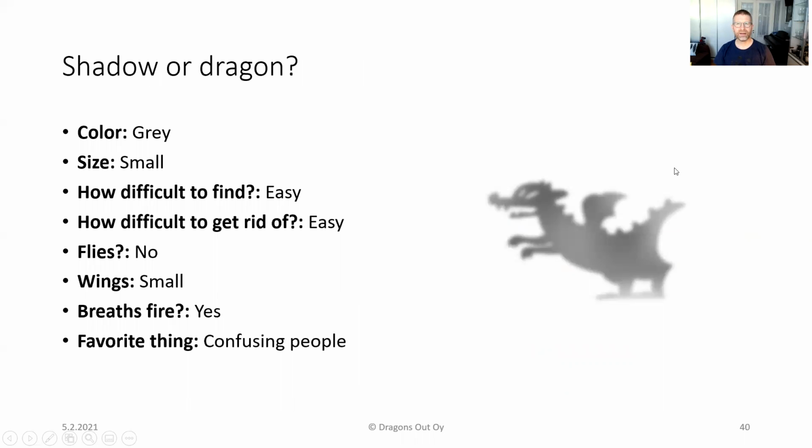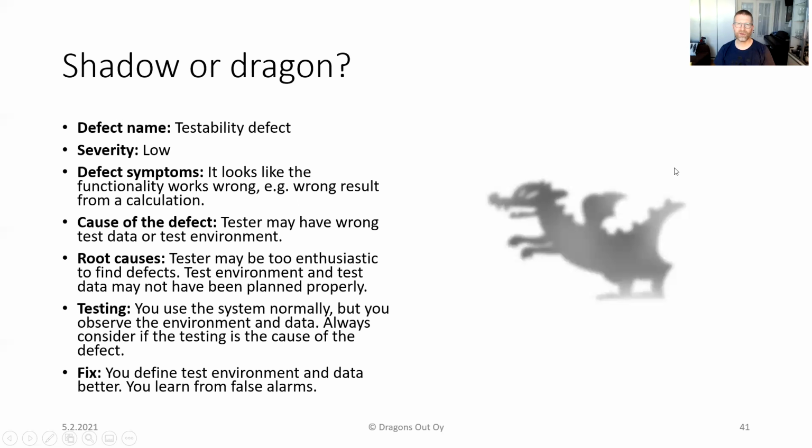Then there can be shadow dragons. So what are they exactly? They look like dragons. They are grayish. They confuse people a lot. So they represent testability defects.